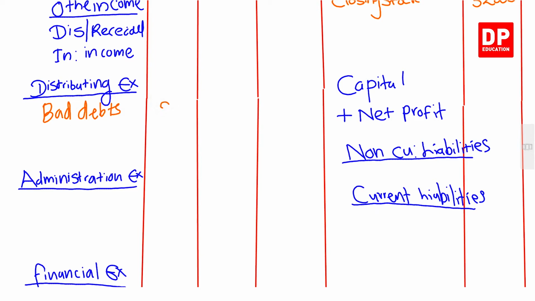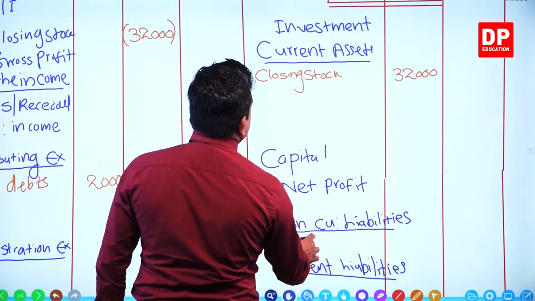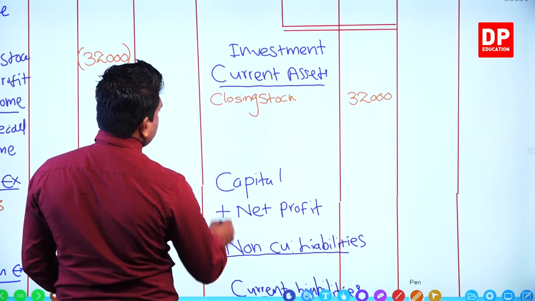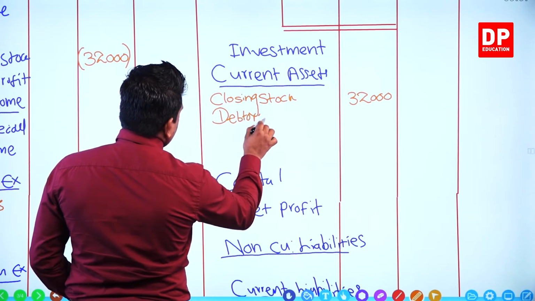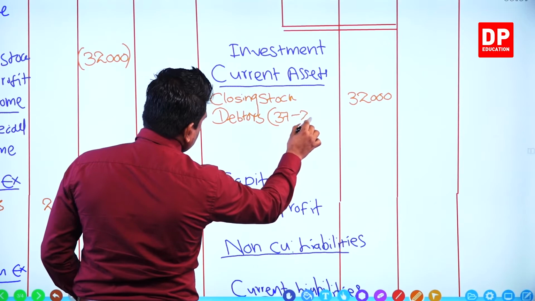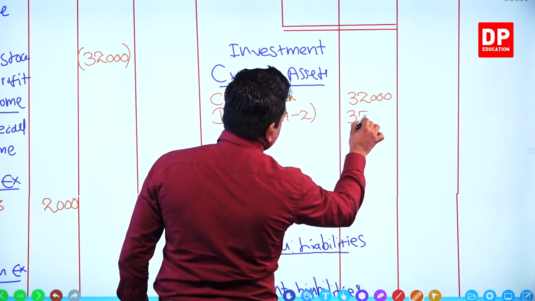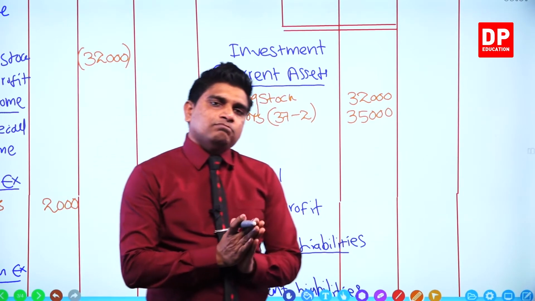2,000 rupees. And you remember your debtor value is how much? It becomes now not the 37,000, it becomes 35,000 debtors. If you want, you can do 37 minus 2,000, 35,000. Now it's correct. I think you understood well.